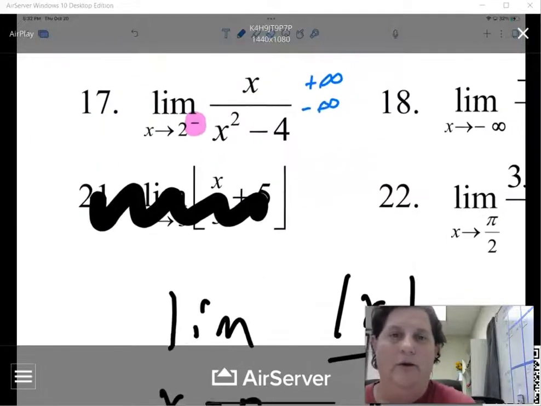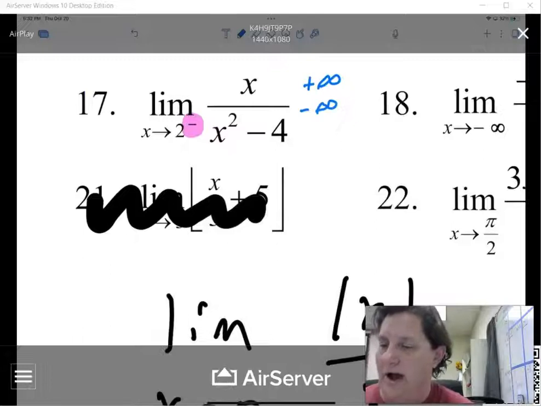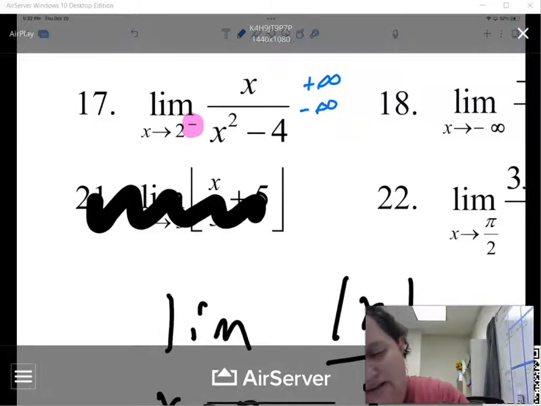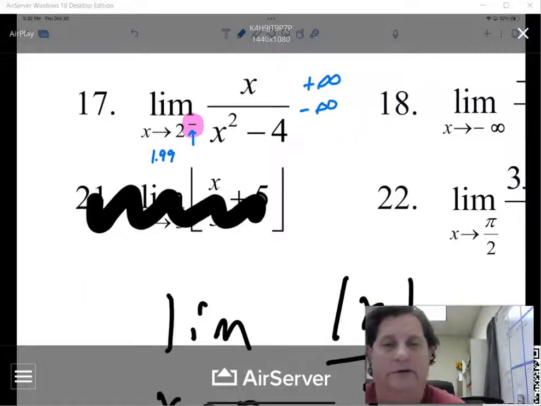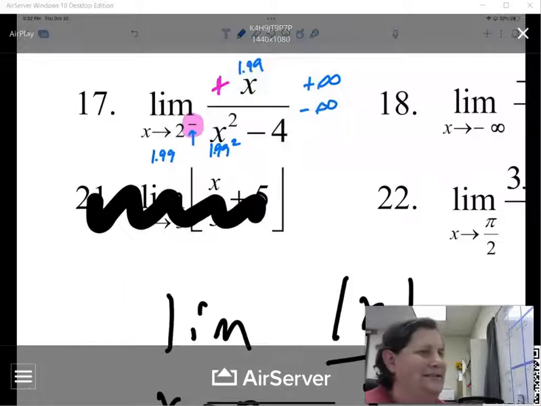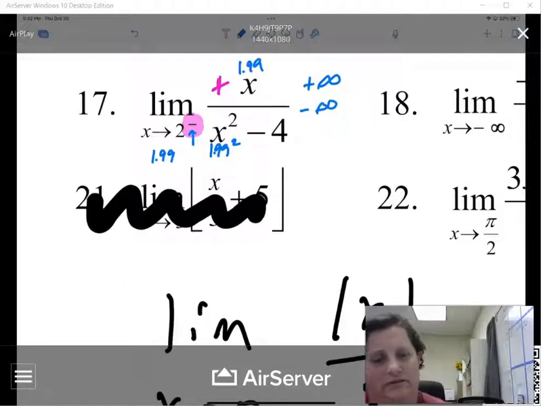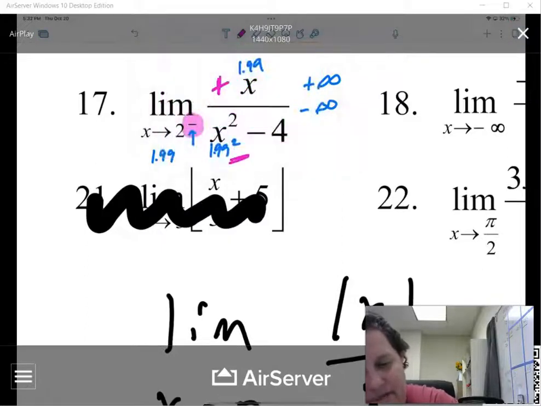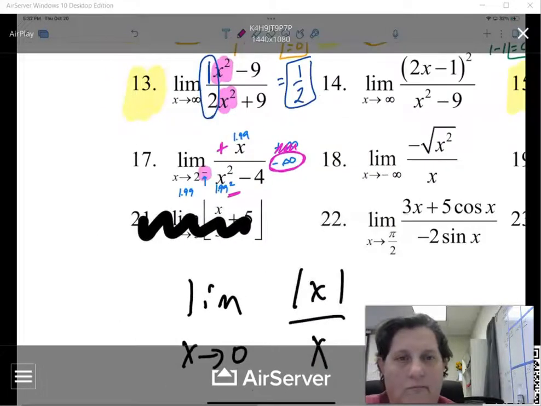How do I decide? Well, you could graph it, but if this is on the no calculator part of the test, which it would be, okay, here's what I would do. What is slightly to the left of 2? Okay, slightly to the left of 2, 1.99999, whatever, okay? When I plug that into the top, I get a positive number. When I plug that into the bottom, well, all I know is 1.99 is less than 2, so 1.99 squared is less than 4. That's going to give me a negative number. And a positive divided by negative is negative. So that asymptote's going to go to negative infinity. Okay?